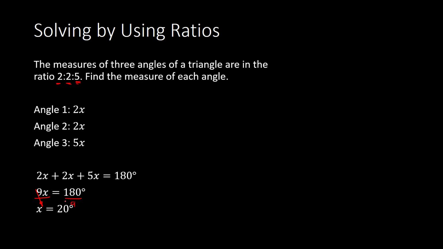So we're not quite finished yet, because angle 1 was 2 times x. So 2 times x would give me 2 times 20, which is 40 degrees. Angle 2 is also 2 times 20. And then angle 3 is 5 times 20, which is going to be 100 degrees. So my solution is we have 40, 40, and 100 degrees.